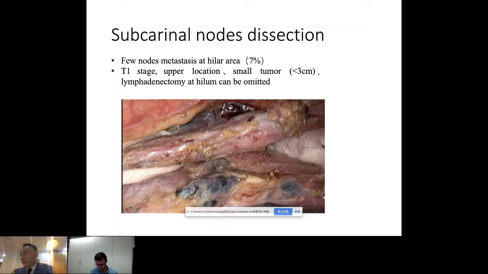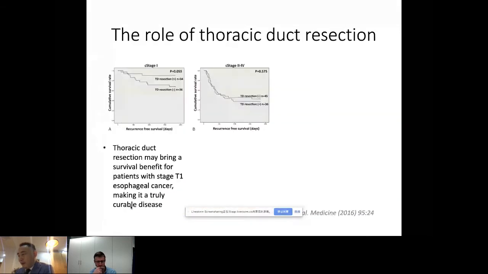So total mesoesophageal esophagectomy is recommended as the best surgical principle for esophageal squamous cell carcinoma, and the thoracic duct is included as mandatory, but it's not widely used because it may bring some complications. Previous studies have shown that thoracic duct resection in patients with stage T1 seems to be more beneficial for long-term survival.